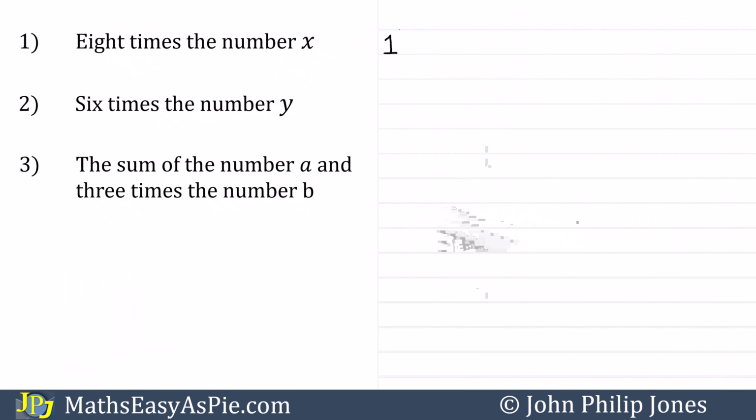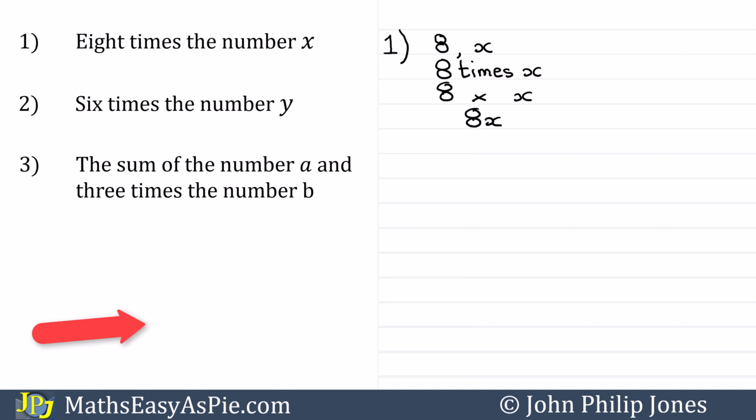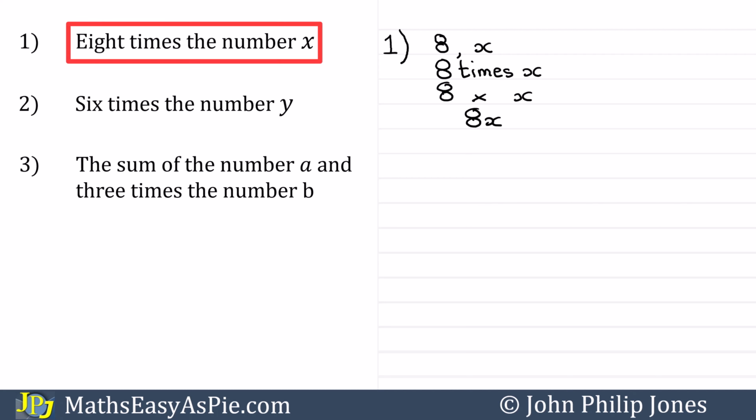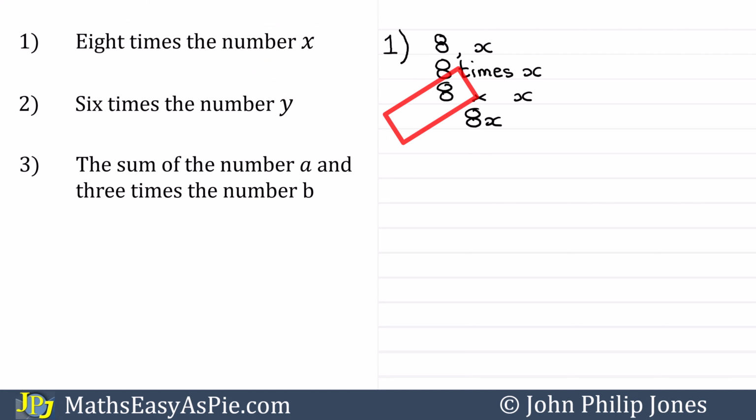So we have number 1, which is 8 times x. So I'll write out 8 and the x. We need to use these. So I can write out 8 times x, which can further be written as 8 times x, where we use the symbol for multiplication. Or in algebra, you just write 8x. The implication is there's a multiplication sign between the 8 and the x. So the way in which we express this text in algebra is as shown here.